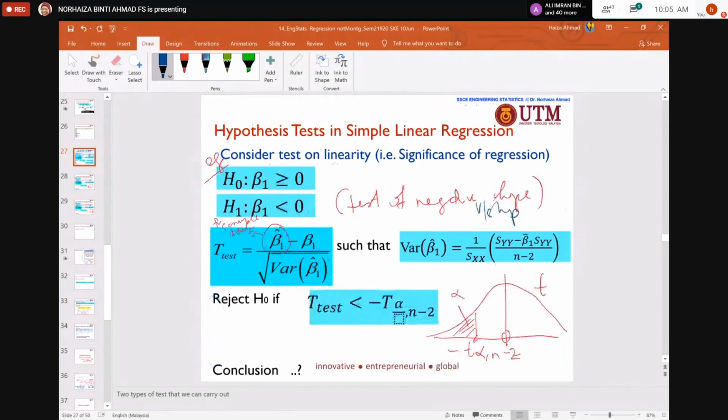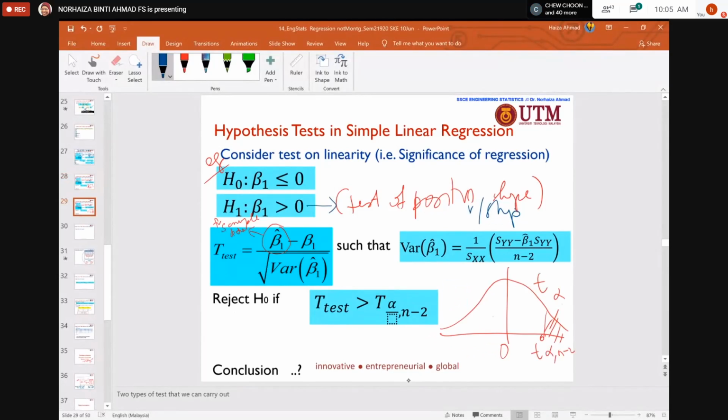Now let me give another example. If you have less than some value, this refers to testing on a negative slope or negative relationship. It is the same t-test, but your decision rule is going to be a left tail test, minus t alpha, n minus 2. And if it's greater than, this is a test of positive slope or positive relationship. It's the same thing for your test statistics. The rejection rule is on the right hand side, t alpha, n minus 2, and then the conclusion.